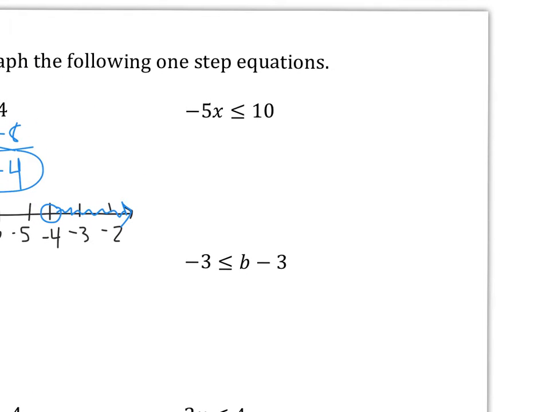Okay, let's look at our next example. -5x is less than or equal to 10. So I will draw my line, and I'm going to divide by -5 here. And when I divide by a negative with inequalities, we have to flip the inequality symbol. And this rule only applies when you multiply or divide by a negative. So I get x is greater than or equal to -2.